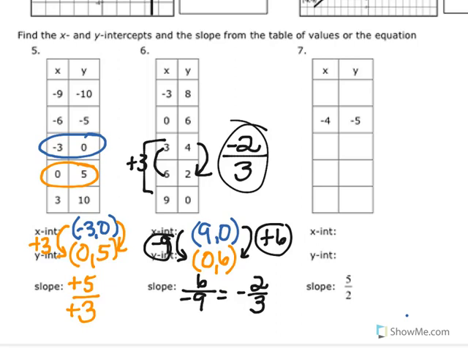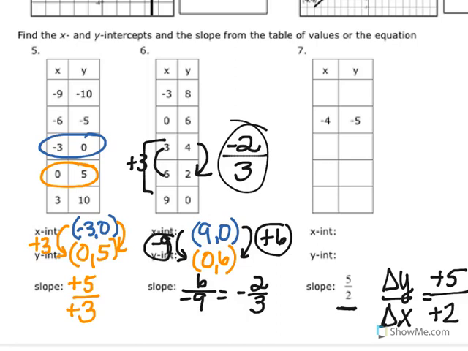Okay, now let's look at number 7. Now this one's a little bit trickier because in this one we only have this one point right here, but we were given the slope. Now remember, the slope is the change in y over the change in x. So in this, the slope is going up 5 on y and up 2 on x.